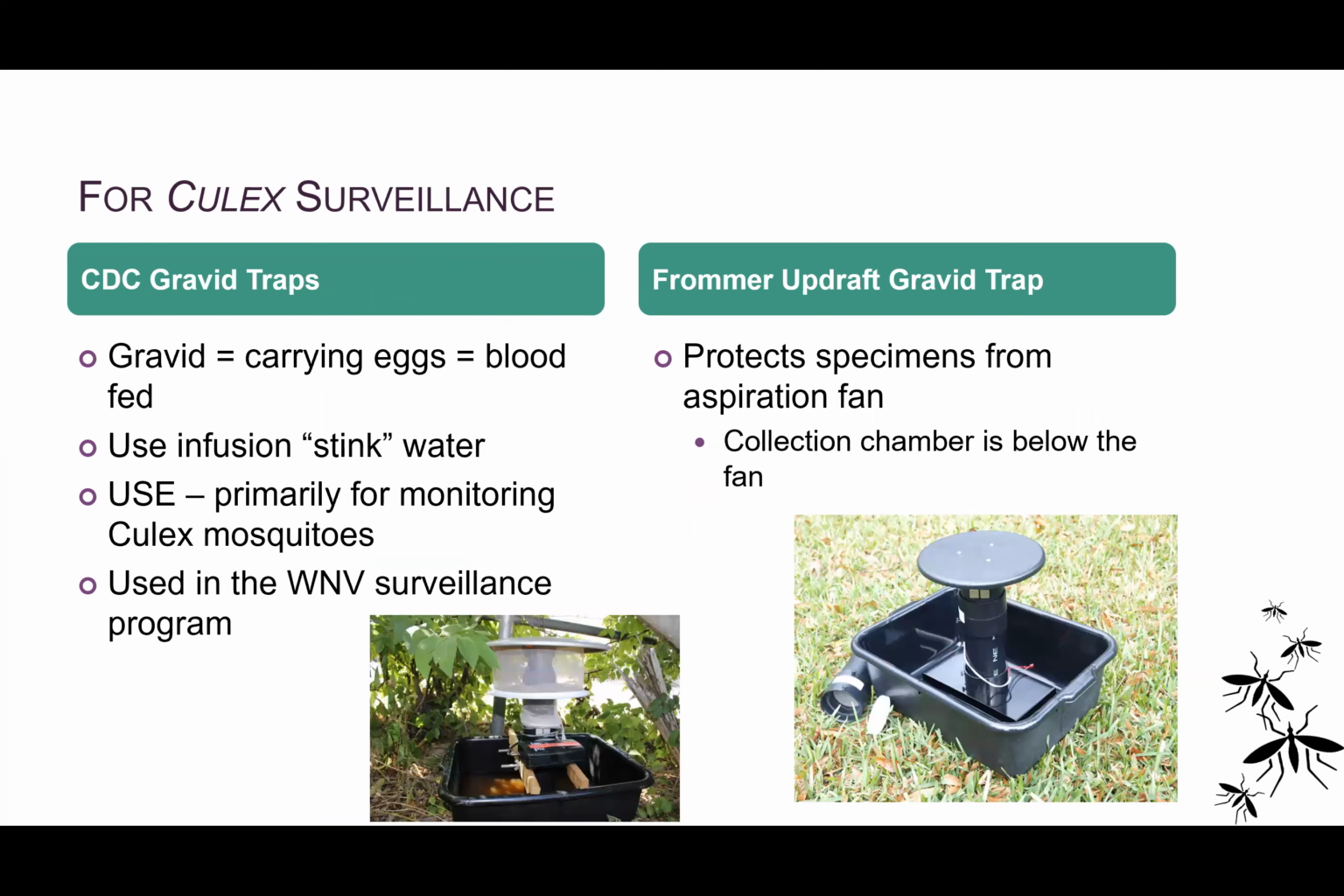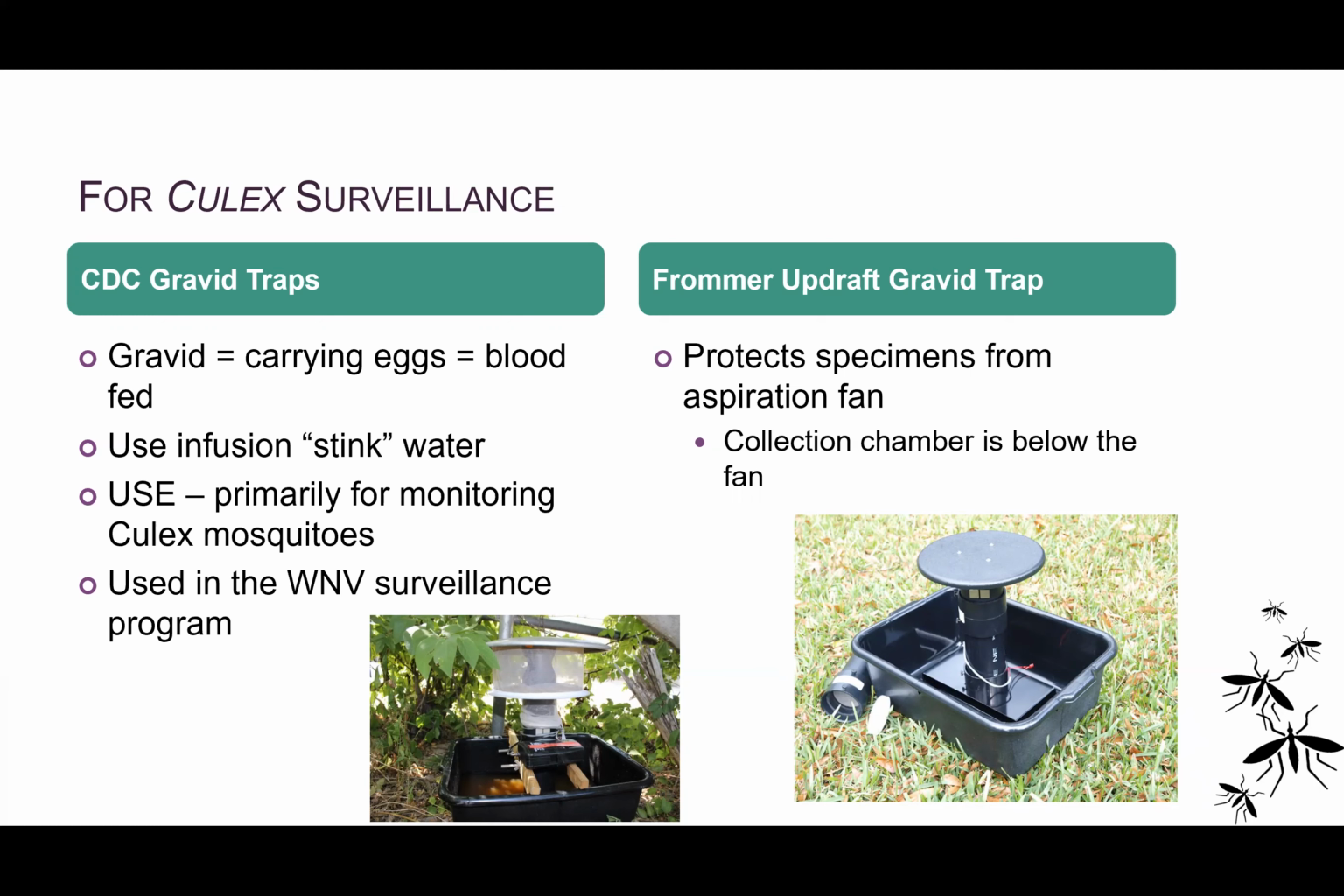For Culex surveillance, we do use gravid traps. These are just two different types of gravid traps. The term gravid means full of eggs. So that means that that mosquito has already taken her blood meal, most likely a bird. It had to be a bird at some point, whether it's blood meal 2 or 3, she may have a different blood source in there at that time. But after she takes that blood meal, she digests it, and then she produces her eggs. And then she's going to go find a place to lay them.